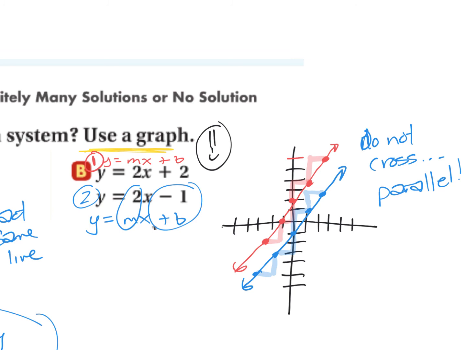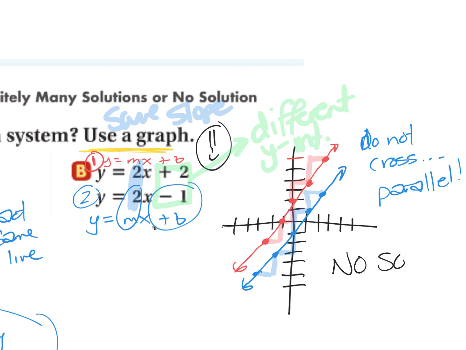They have the exact same slope. Now, I really could have noticed that at the beginning, but I wanted you guys to do the work. Both slopes are the same, so same slope. But look at this, different y-intercepts. That's how you know that they're going to be parallel. So in this case, what I would write for my answer is no solution.